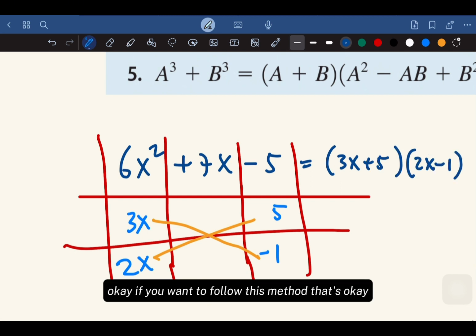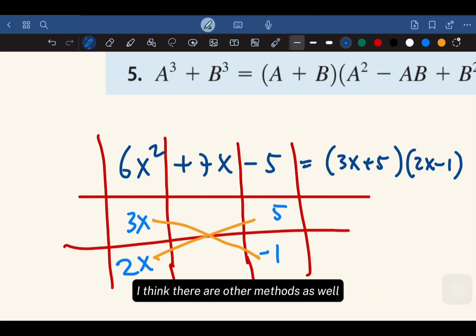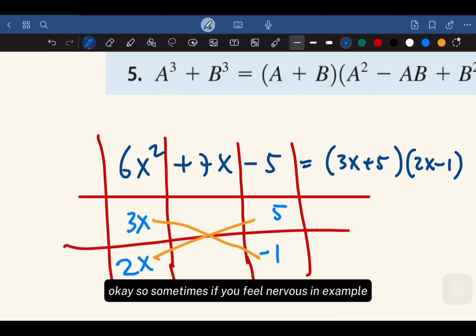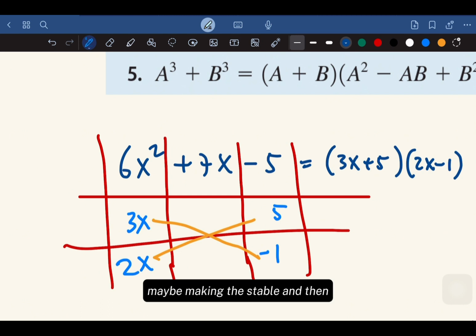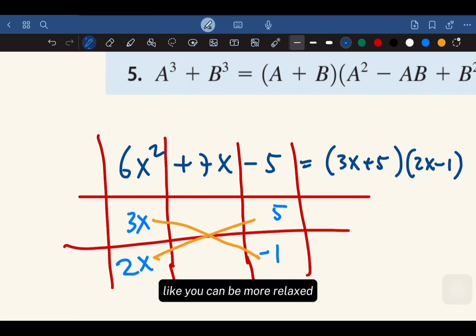Okay. If you want to follow this method, that's okay. I think there are other methods as well, but I prefer this one. Sometimes if you feel nervous in the exam, you can factor it out and try some numbers, but you don't think that it's working. Maybe making this table will make it a little bit more set up, so you can be more relaxed.